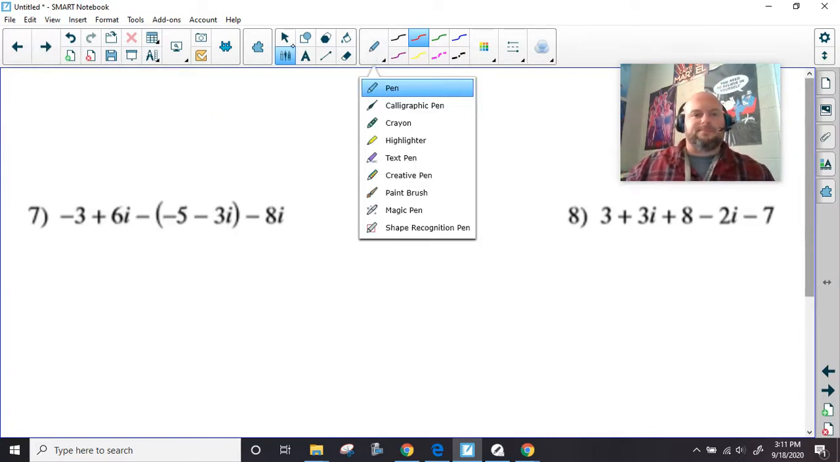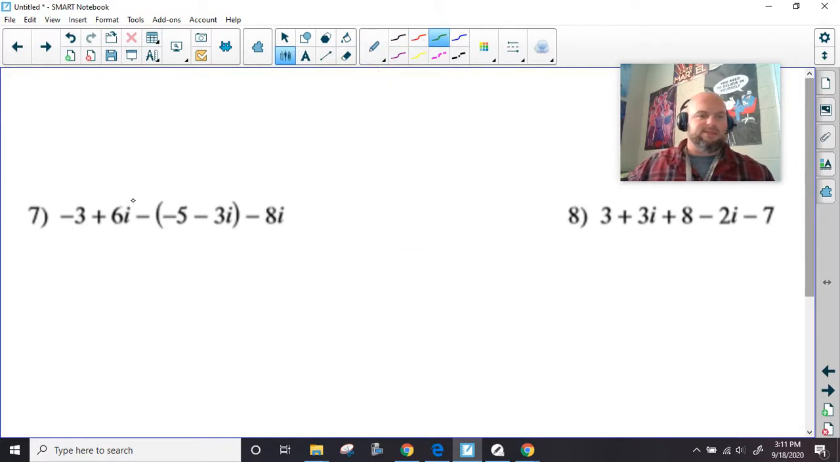Now, let's look at this a little bit here. Remember PEMDAS. We had to do this part first. Remember, when we distribute this negative, it changes all these signs. So I want to write it down like this: plus 5 plus 3i. And then we just tag along the -8.